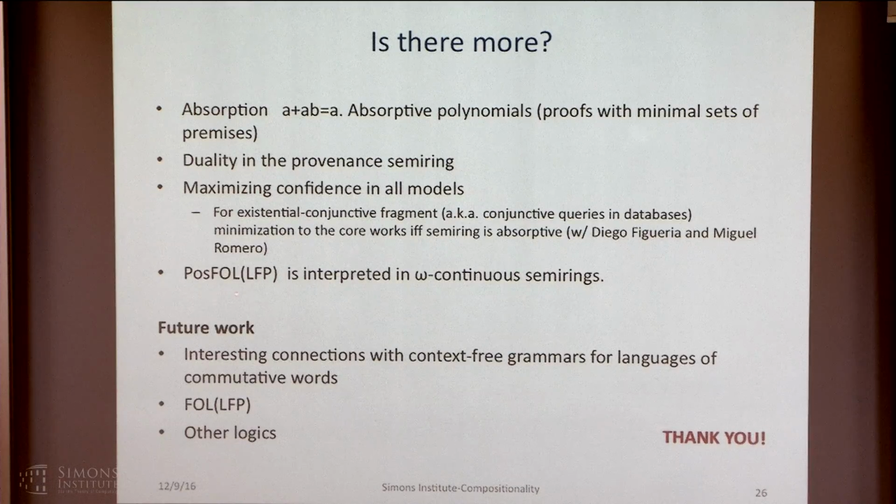but I don't have time to mention now. When you add to the positive fragment least fixed points, there are some interesting connections that I hope to explore. Most dramatically is to add least fixed points to the whole first order logic, and potentially other logics like mu calculi, etc. And there are some interesting connections with context-free grammars, but not for usual languages, but for languages of commutative words. What's a commutative word? That's a bag. So the order of the letters doesn't matter. So I'm sorry for running over.